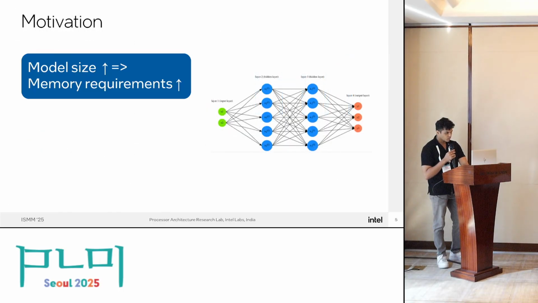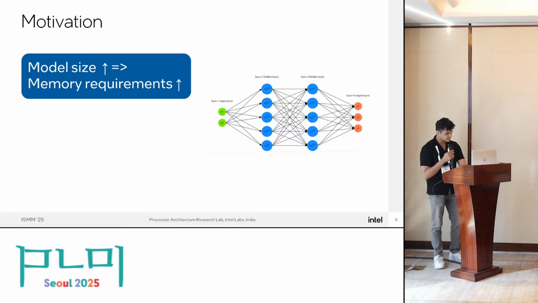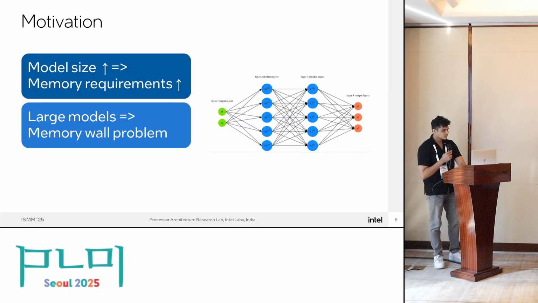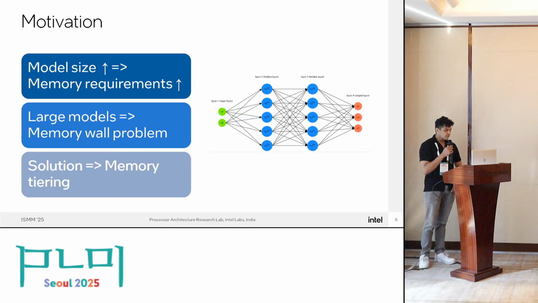So why do we want to use this for deep learning models? It's because as the model size goes up, we are going to access a lot more weight parameters, and the memory requirements also shoot up. So we will require more DRAM to run these models, and soon compute is no longer going to be an issue. It's memory that's going to become an issue, and so we have this popular memory wall problem that we come across, and we are looking at memory tiering as a solution to address this memory wall problem.